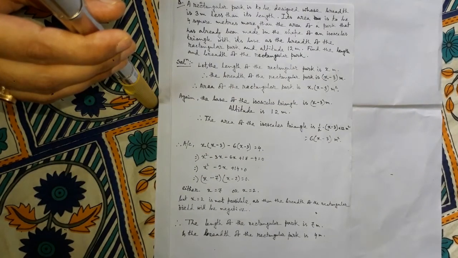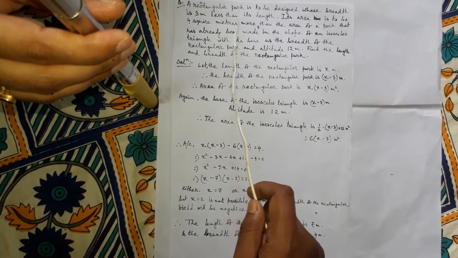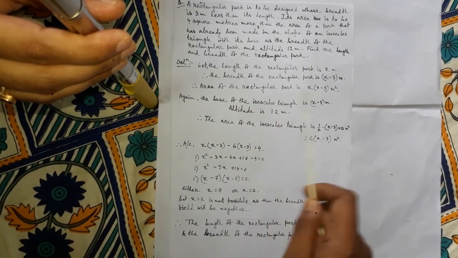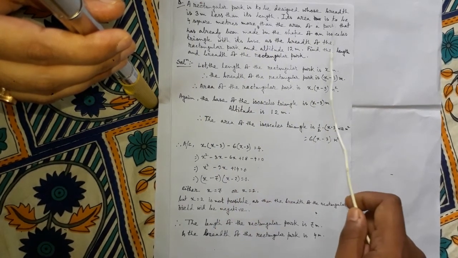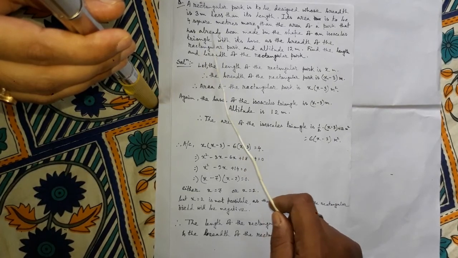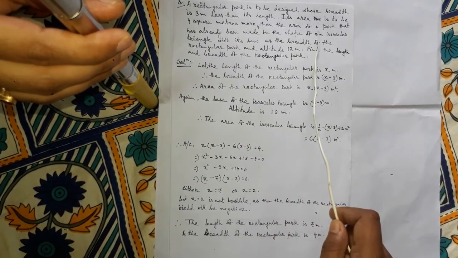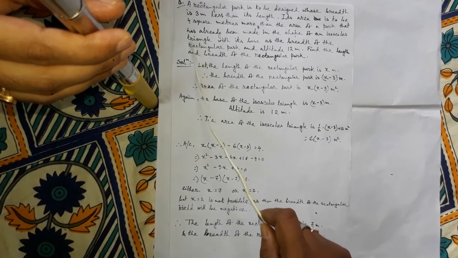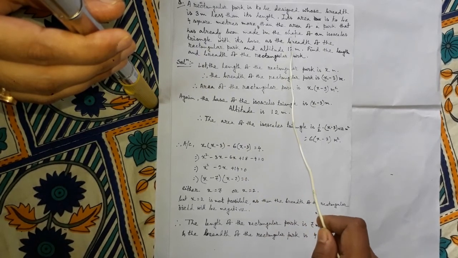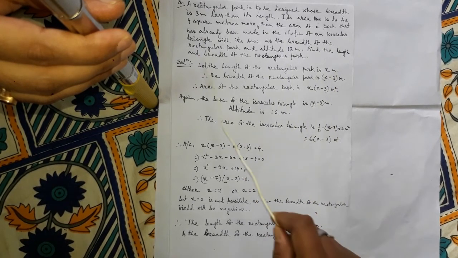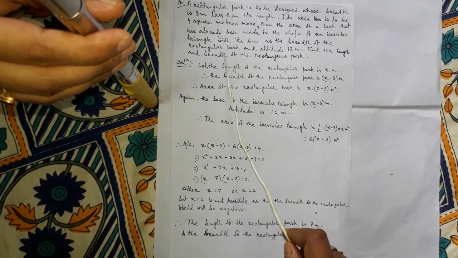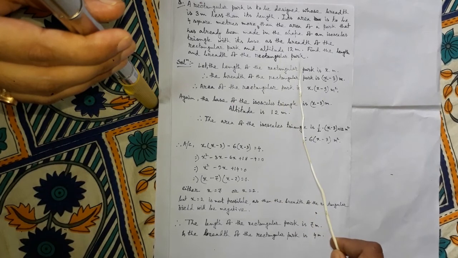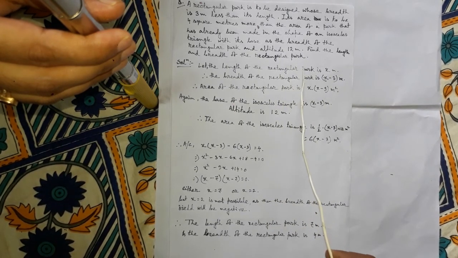Next problem: a rectangular park is to be designed whose breadth is 3 meters less than its length. Its area is to be 4 square meters more than the area of a park that has already been made in the shape of an isosceles triangle, with its base as the breadth of the rectangular park and the altitude 12 meter. Then find the length and breadth of the rectangular park.